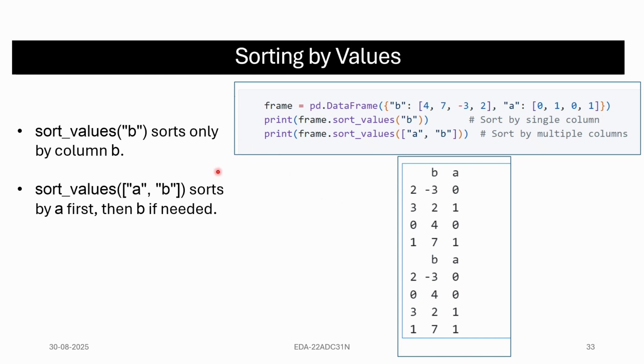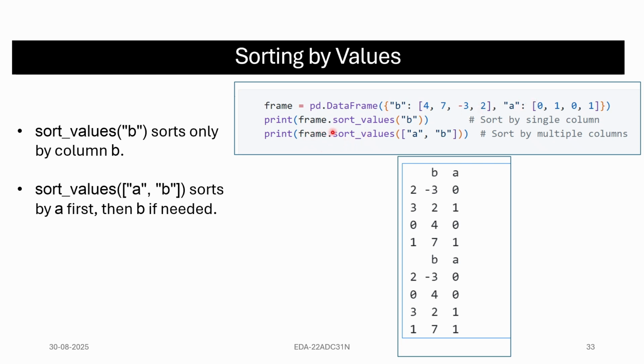And now let us see sorting by values in a data frame. For that we are creating a data frame by using frame equal to pd.DataFrame. We are using a dictionary wherein the keys are b and a, which are nothing but the column labels, with the elements 4, 7, minus 3, 2 under b and 0, 1, 0, 1 under a. Since we didn't mention any index, it is going to consider the default index, which is 0, 1, 2, 3.